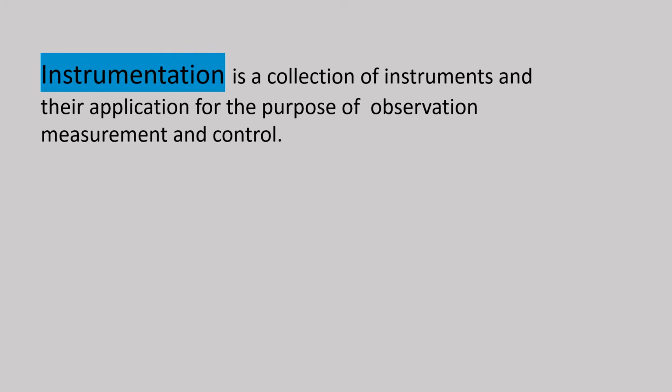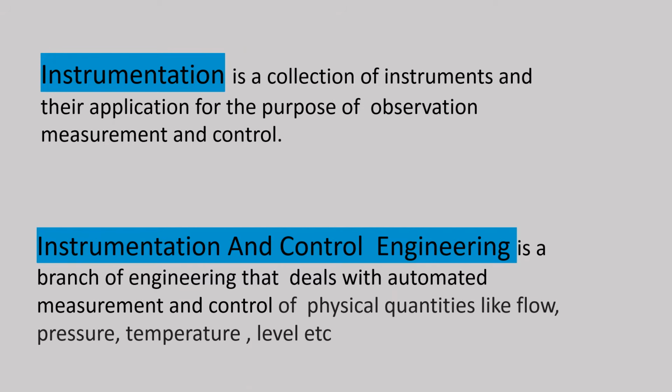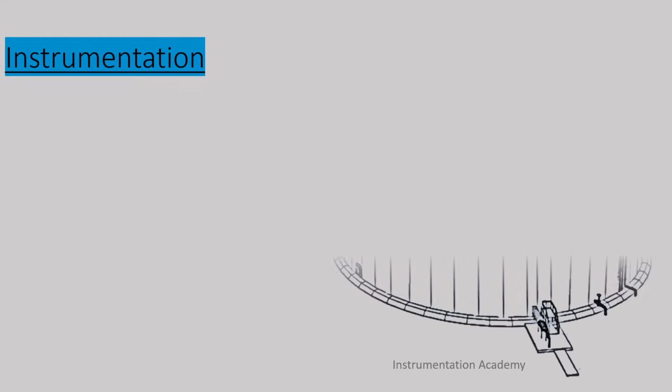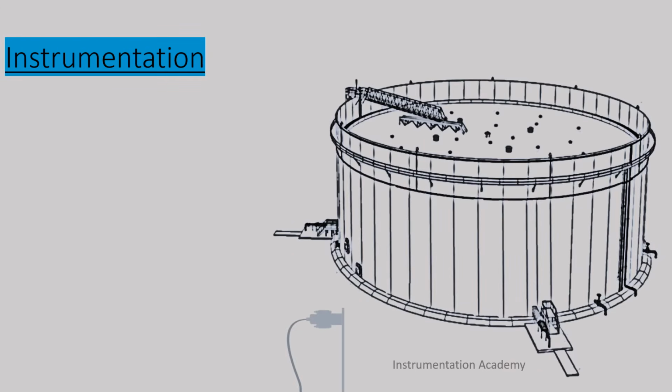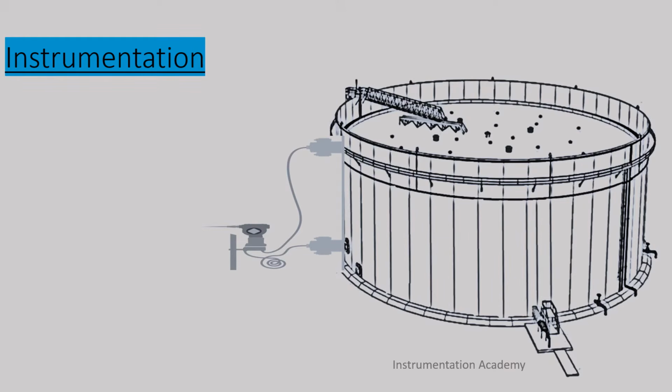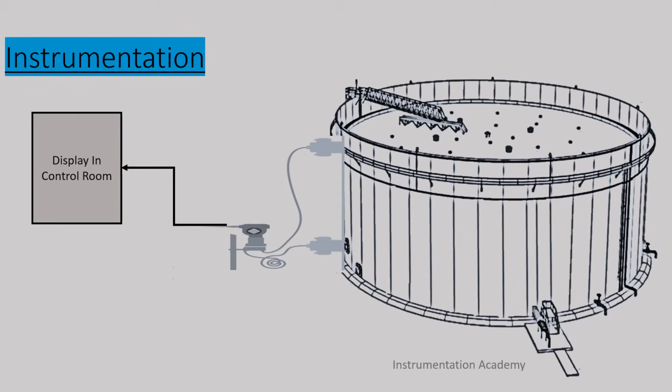Instrumentation is a collection of instruments and their application for the purpose of observation, measurement and control. The basic purpose of instrumentation is to obtain maximum output from the industry with minimum usage of raw materials. Instrumentation and control engineering is a branch of engineering that deals with automated measurement and control of physical quantities like flow, pressure, temperature, level, etc. When we apply instrumentation to know the level of liquid in the tank, a level transmitter is connected to the tank and to the control room. The operator can sit in the control room and monitor the level.